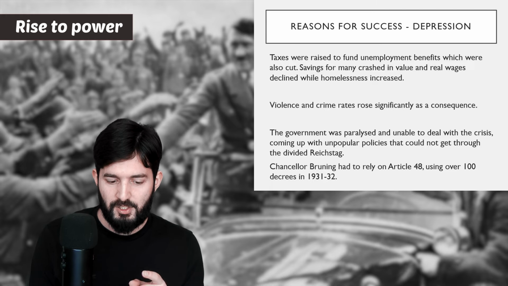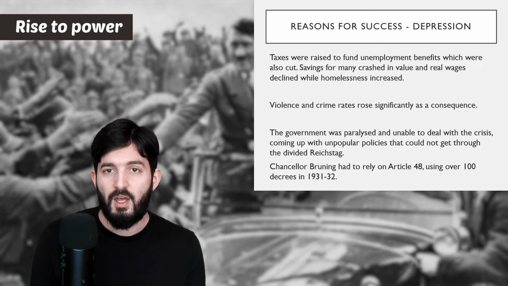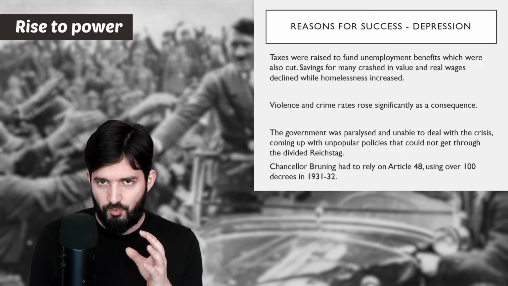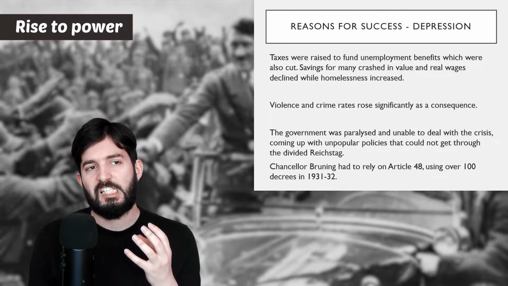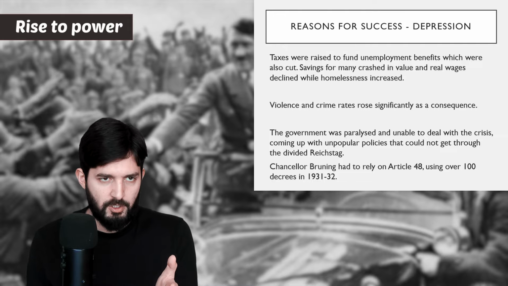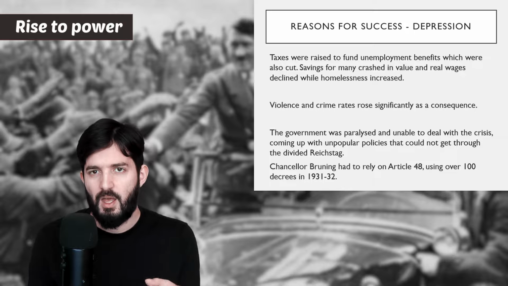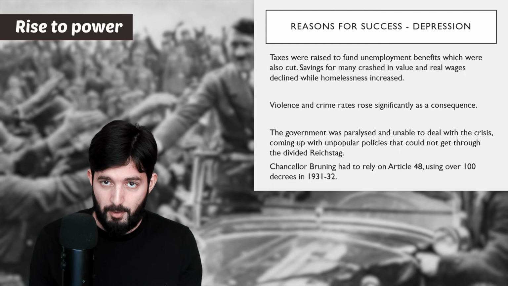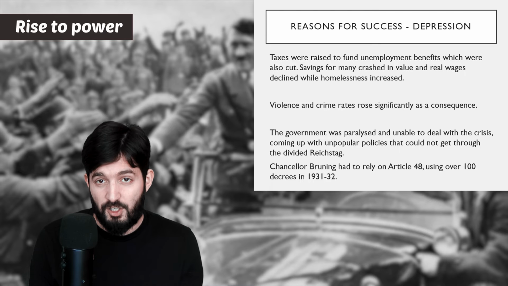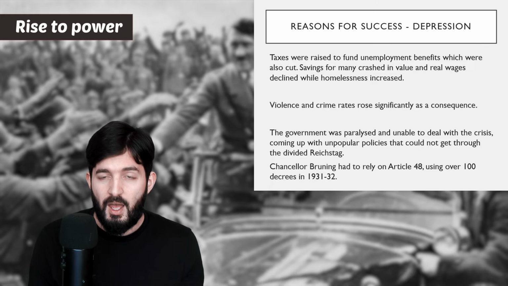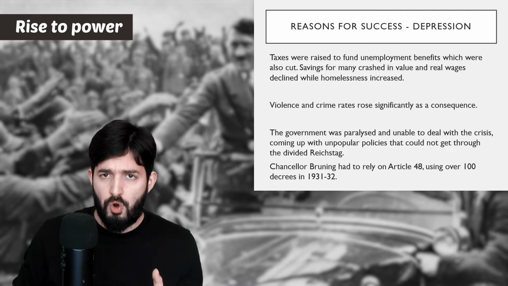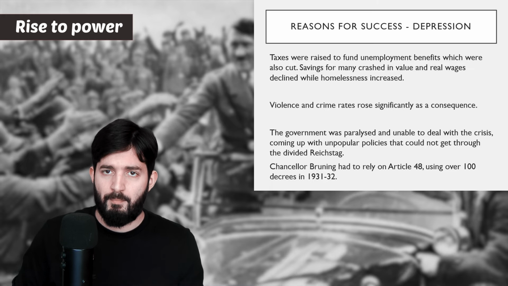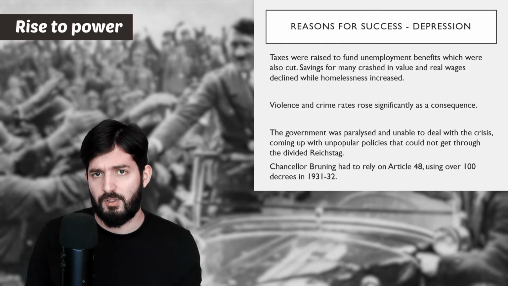And you also get people's savings crashing in value. And so as a consequence, you then also get the decline in real wages, meaning the spending power of an individual. So for example, your wage might stay the same, but if prices increase, that means your real wage decreases. So taxes go up to fund unemployment benefits, those benefits get cut, savings crash in value, real wages are declining, and you also have homelessness increasing. So across the board in Germany, people's living standards are declining significantly, and in some instances are at catastrophic levels.